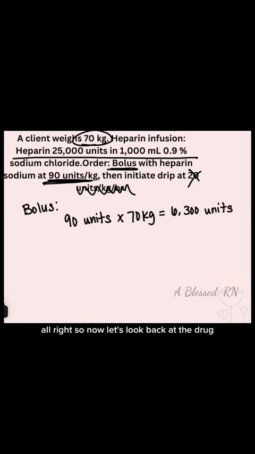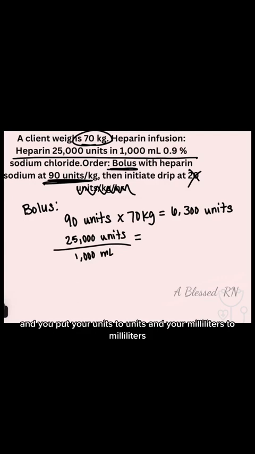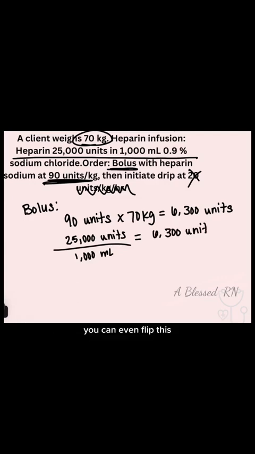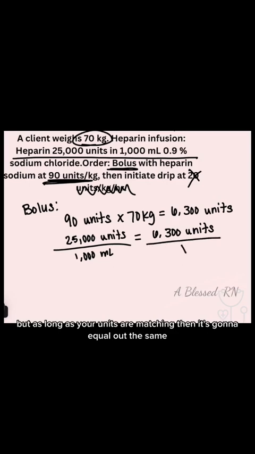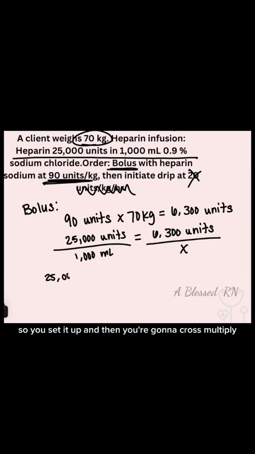All right, so now let's look back at the drug. It's going to be 25,000 units in a 1,000 mL bag. So it's going to be 25,000 over 1,000, and you're going to set this up as a ratio. You put your units to units and your milliliters to milliliters. You can even flip this, but as long as your units are matching, it's going to work out the same. So you set it up, and then you're going to cross multiply.